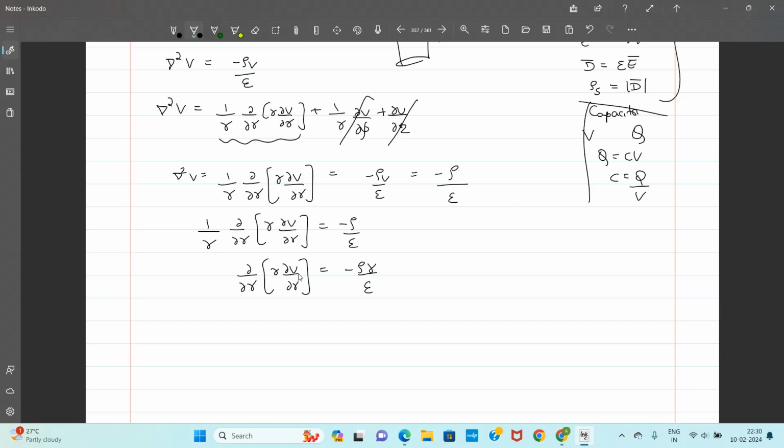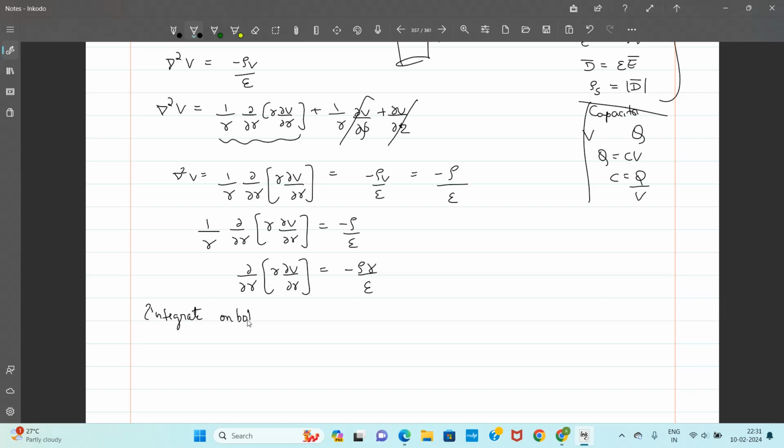Next, what is supposed to see? What I'm trying to find is this v value. I need to get v. So for that, I have to eliminate each of these terms one by one. First, I'm going to eliminate this first differentiation, that is dou by dou r. To eliminate this differentiation term, I have to integrate on both sides.